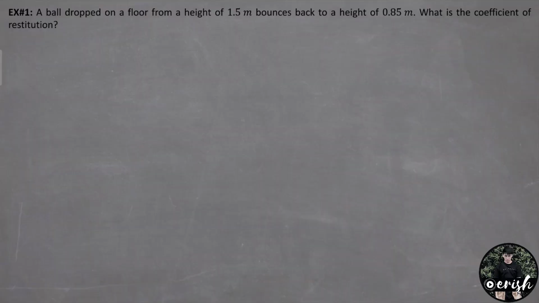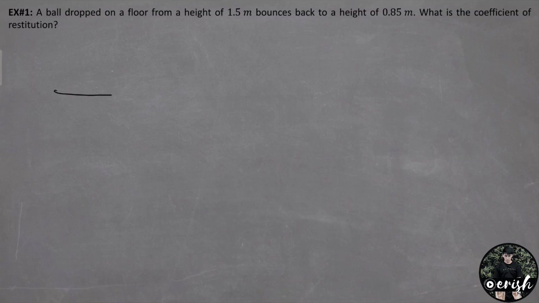Example number 1: a ball dropped on a floor from a height of 1.5 meters bounces back to a height of 0.85 meters. What is the coefficient of restitution? In this problem, wala tayong given na values ng velocities, but we can still solve the value of the coefficient of restitution just by deriving the equation.